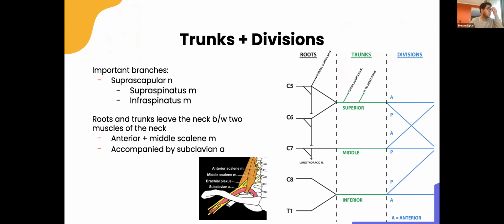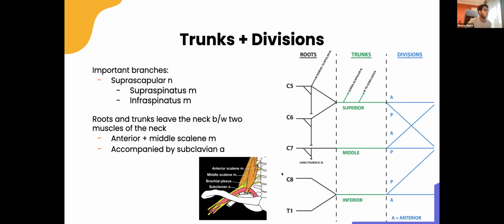All right, trunks and divisions. So superior, middle, inferior trunks. Again, some important branches to know. An important landmark as well is that these go between our scalene muscles inside the neck, and they're also accompanied by the subclavian artery. As we can see here, the clavicle is quite nearby, and that's where our trunks, divisions, and then terminal branches happen.